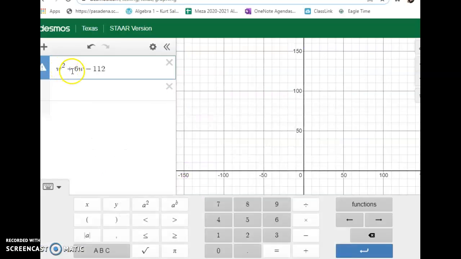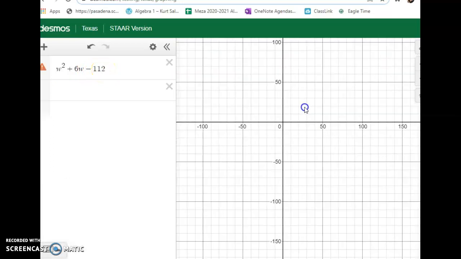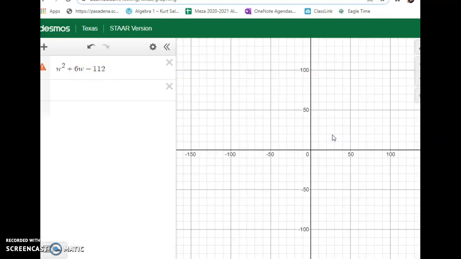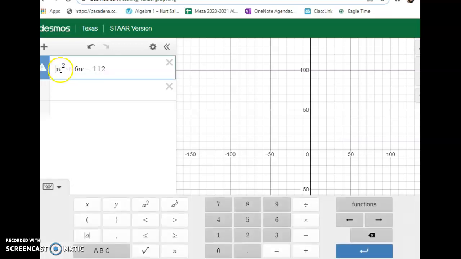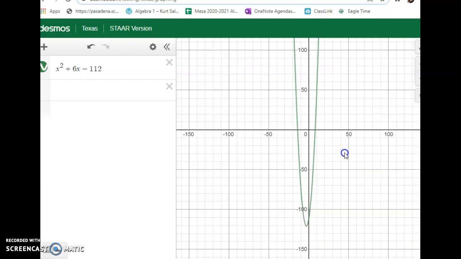Right, if I put W squared plus 6W minus 112, nothing shows up. That's because it gives me a little error right here. I need to change those to X's. If that ever happens, you can change the letters to X's because X will always work. Okay, so here it is.